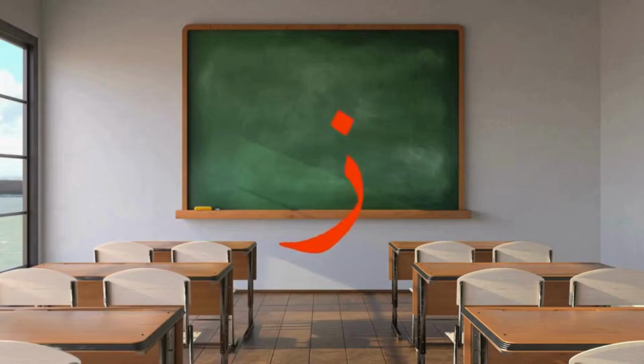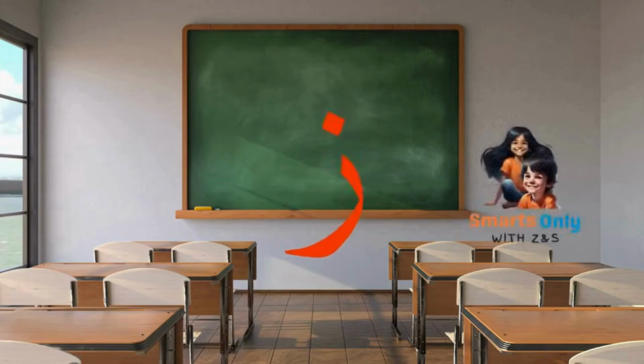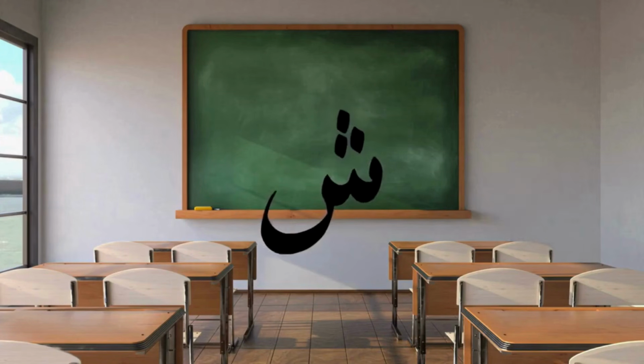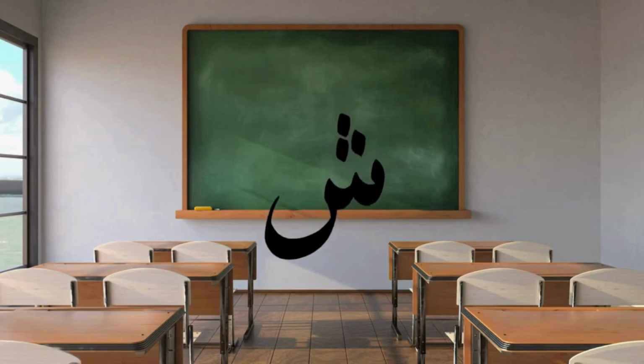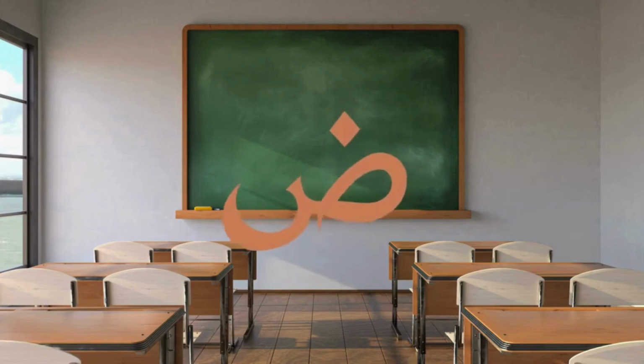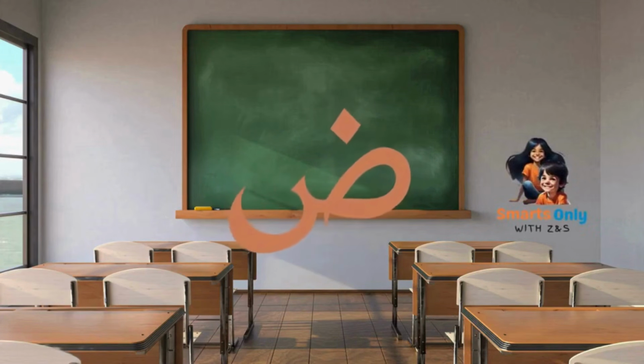Ra is rocking and Za comes fast. Learning with smarts only will always last. Sing and Sheen, they come along. We're singing the Arabic alphabet song. Sad and Da, they're really neat. With smarts only, learning's a treat.